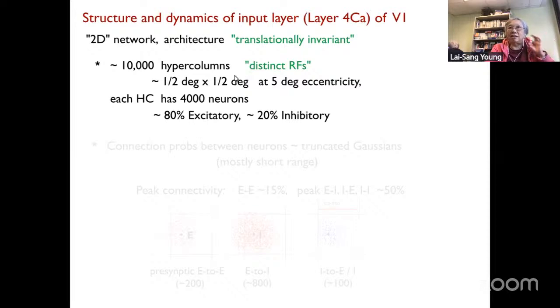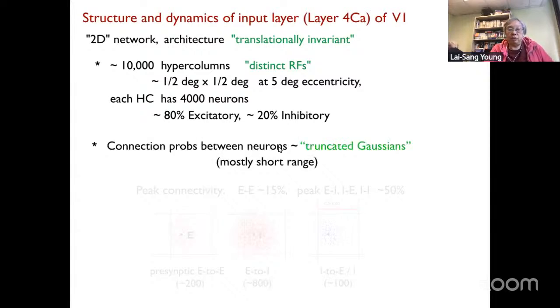Okay, so this is kind of how much each region represents, and each one of these regions has about 4,000 neurons per layer, and about 80% of them are excitatory and 20% inhibitory. So I think everybody knows what excitatory means, right? When you fire, you excite everybody, and inhibitory means you inhibit everybody. And the connection probabilities between neurons is modeled usually as truncated Gaussians. Okay, so again, quotation in green means I'm kind of lying a bit, turning it into math.